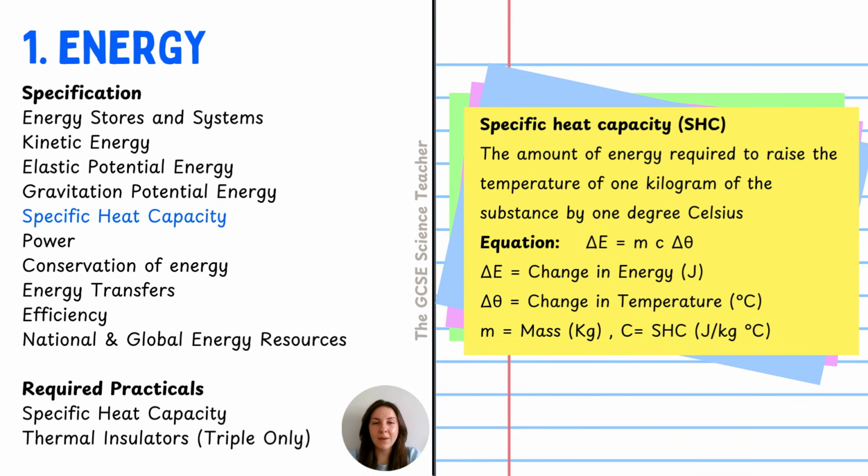Specific heat capacity is the amount of energy required to raise the temperature of 1 kilogram of substance by 1 degree Celsius. The equation is change in E, or change in energy, equals mass times specific heat capacity c times change in temperature. Remember that specific heat capacity is measured in joules per kilogram degrees Celsius.